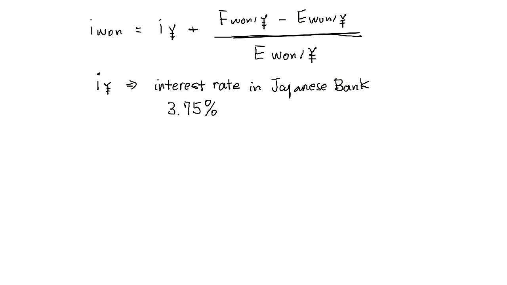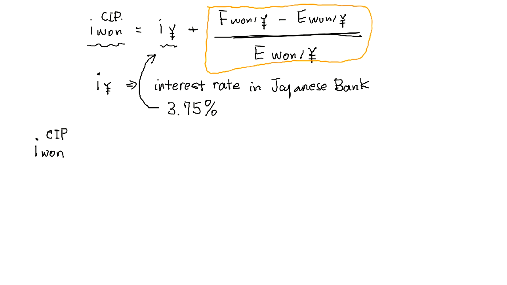Okay, so our goal is to calculate the return of the Korean won under the CIP. Right, so the first term, I already have the number in the question. The second term, it's this one: the change rate of the exchange rate between Korean won and Japanese yen. Right?